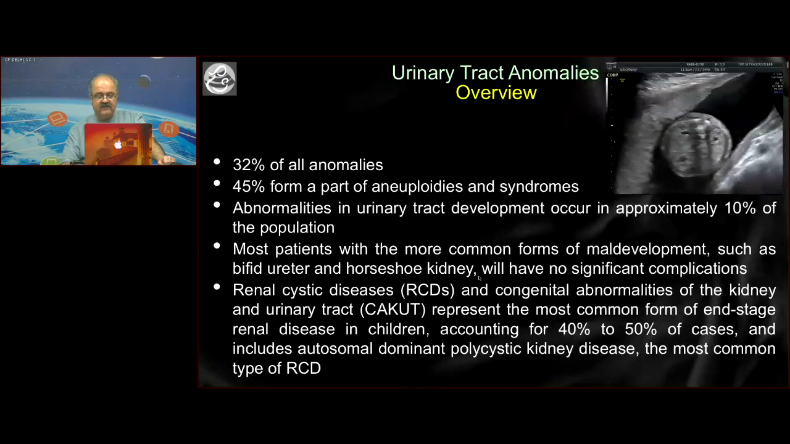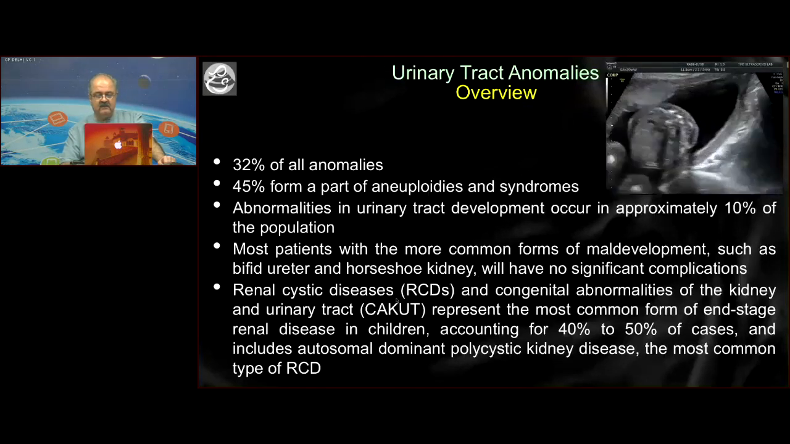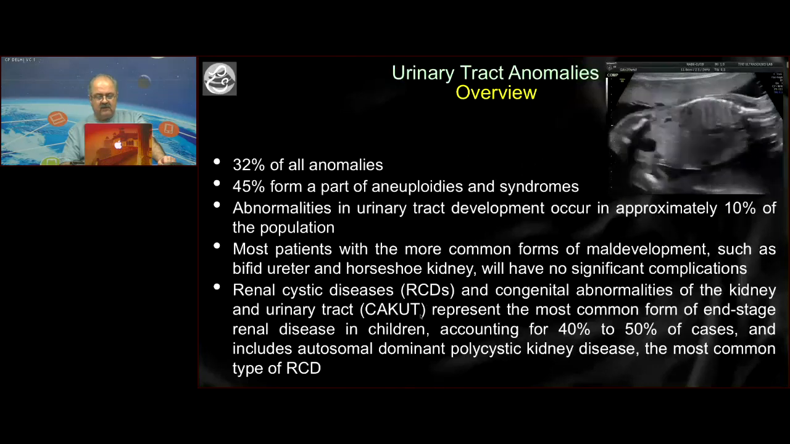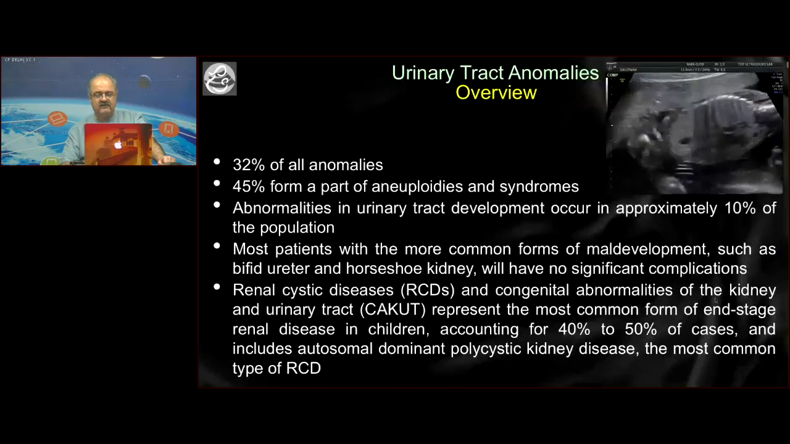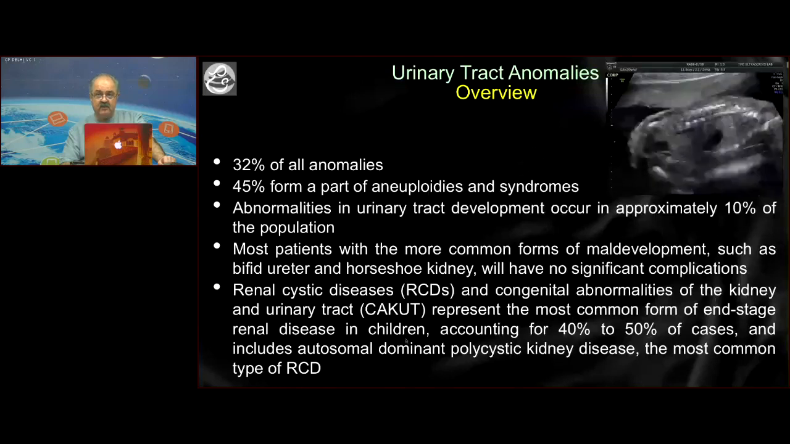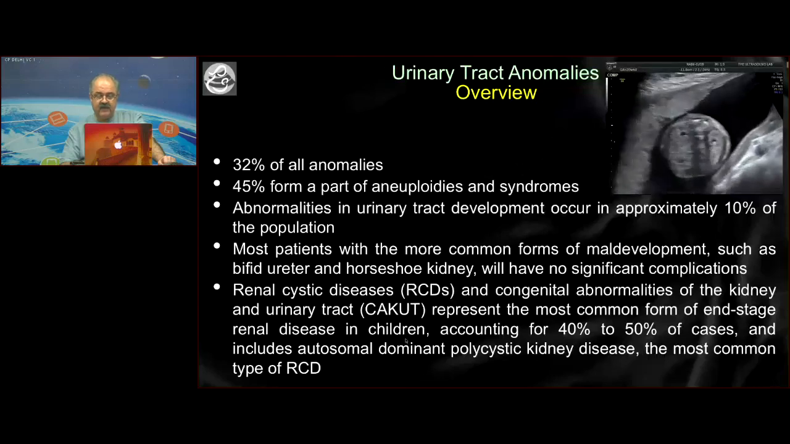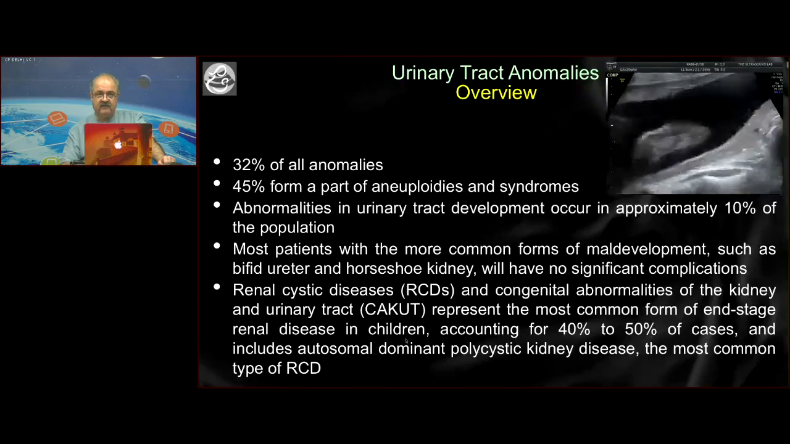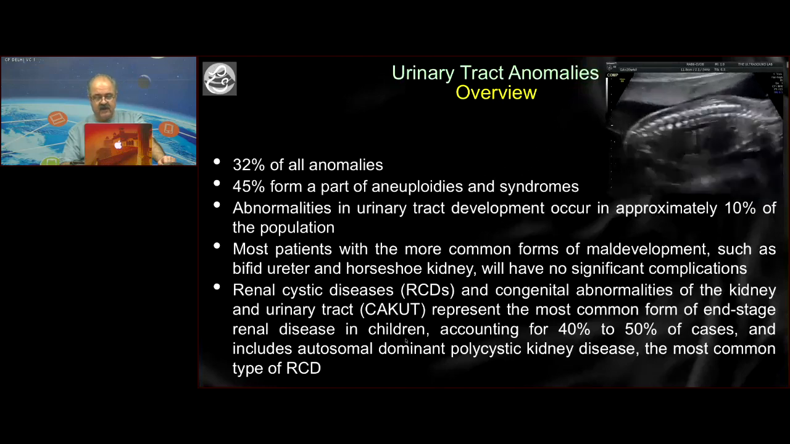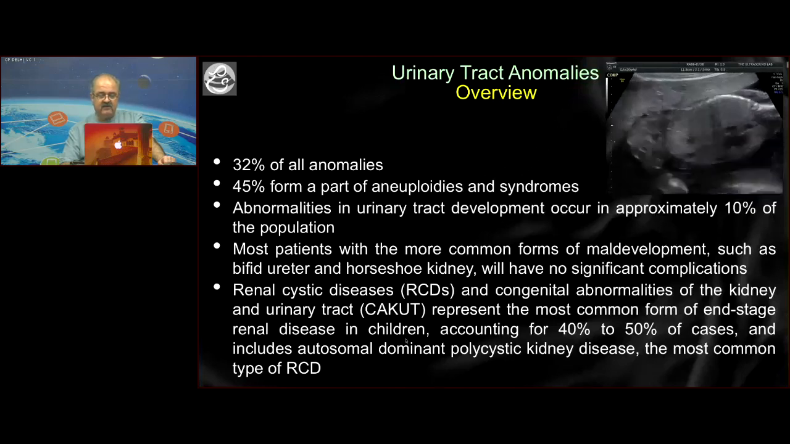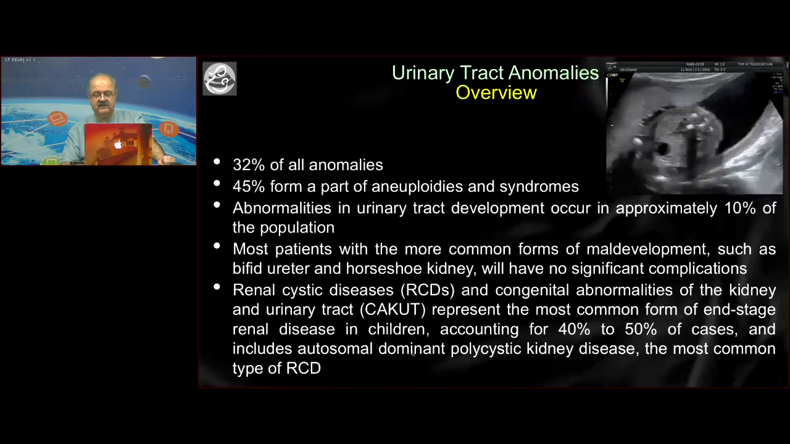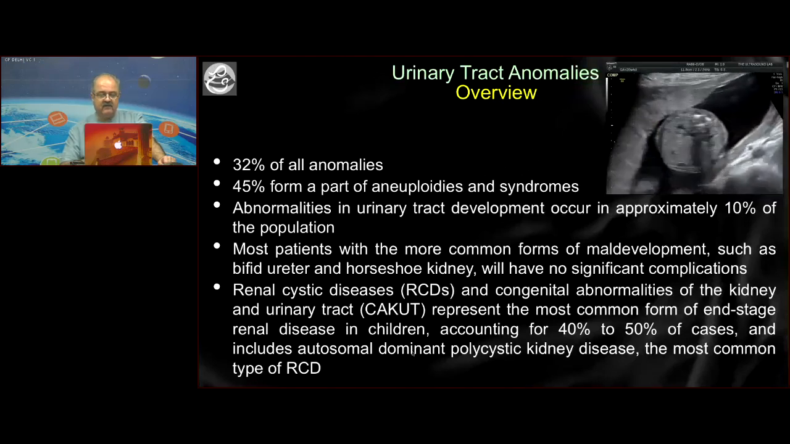On the other hand, we have some very serious diseases, such as the renal cystic diseases, and also the rest of the CAKUT, which represent the most common forms of end-stage renal disease in children, which means that there is an identifiable abnormality at the level of the fetus, which will account for a whole lot of problems afterwards, and also be responsible for chronic renal disease and renal failure in children. And therefore, we need to be careful about this. And it's not just about autosomal dominant polycystic kidney diseases, etc., but a whole lot of other conditions, which I will take you through.